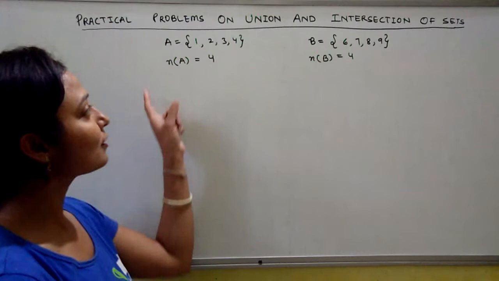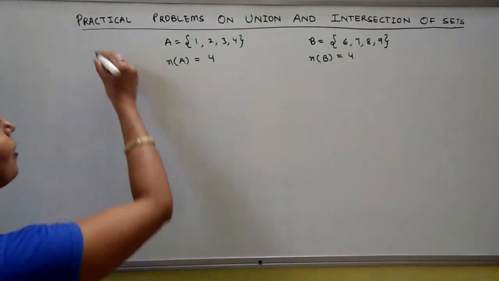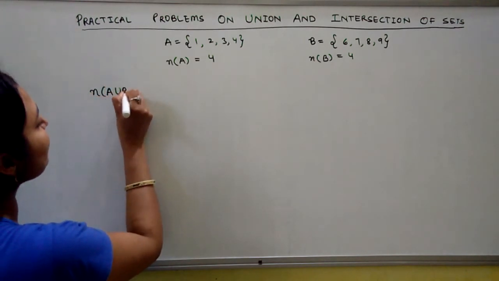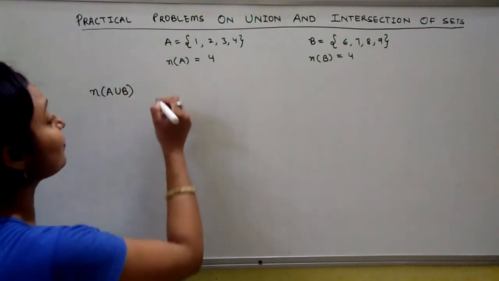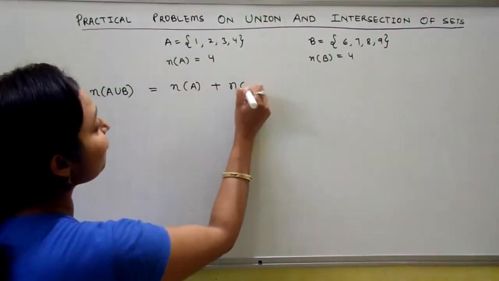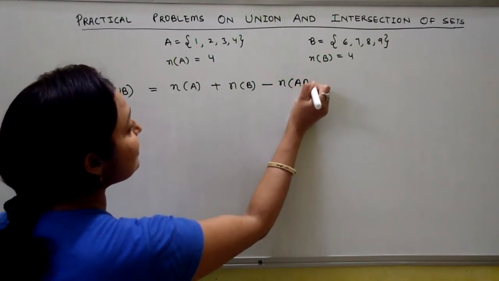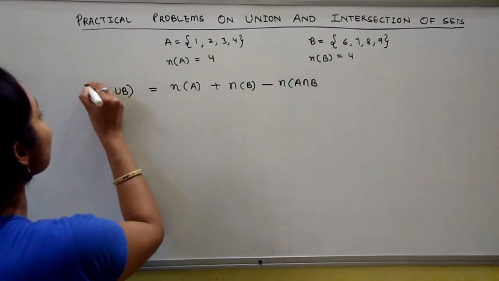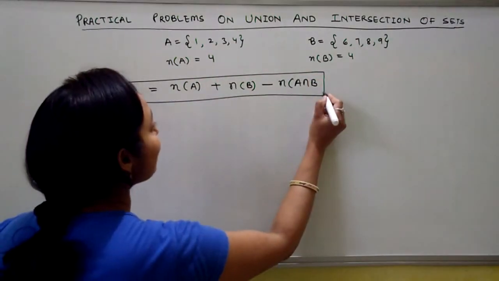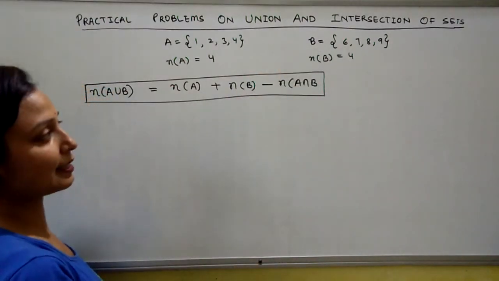Now for the practical problems on union and intersection, we have the first formula, that is n of A union B. What is the value of n of A union B? That is n of A plus n of B minus n of A intersection B. This is a very much used formula in the practical problems of union and intersection.